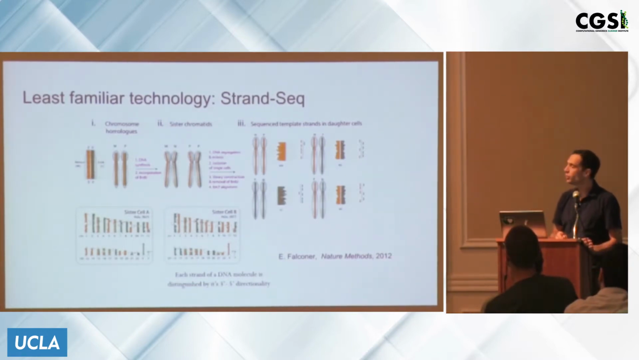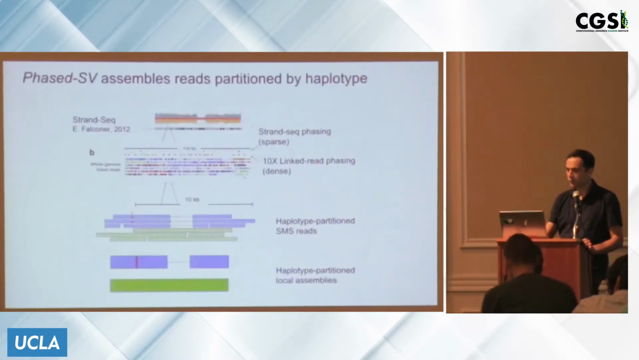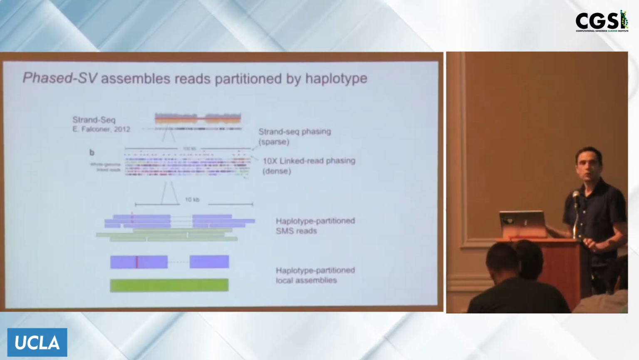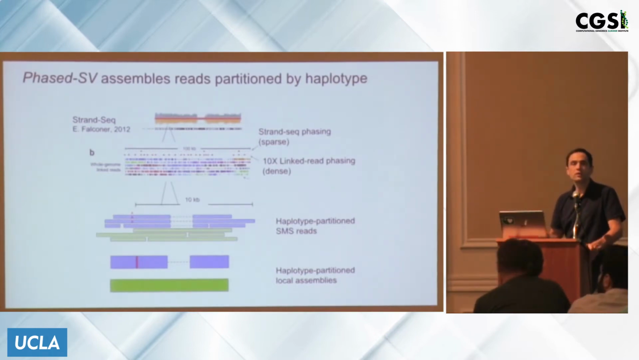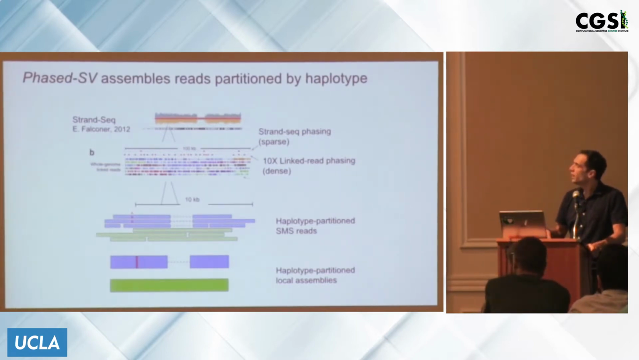Unfortunately, it's a somewhat low throughput technology, so it's being ramped up to be applied to more and more samples, but for the time being, Hi-C, which gives you fairly similar results, is a bit easier to apply and higher throughput. How this was applied to this data set is in a pipeline that we call phased SV, where we take Strand-seq phasing, that's chromosomal phasing, which is fairly low coverage, so it's not very dense chromosomal phasing, and overlay that on top of 10x phasing, which gives us very dense and chromosomal scale phasing.